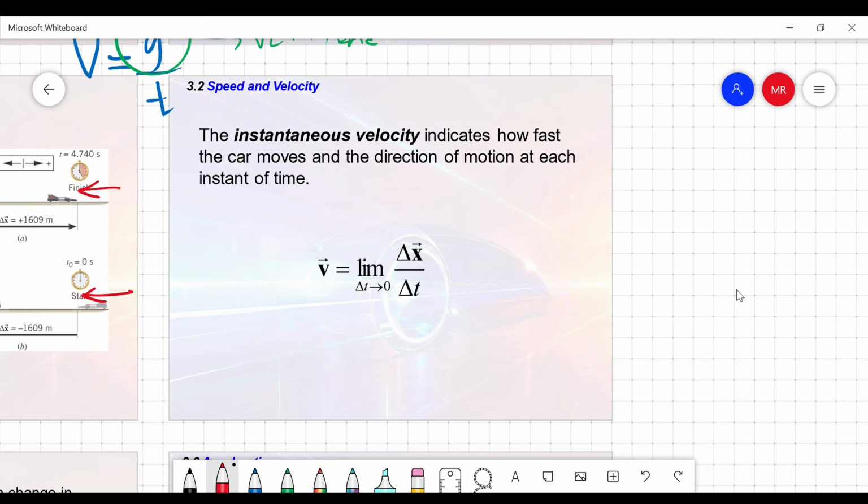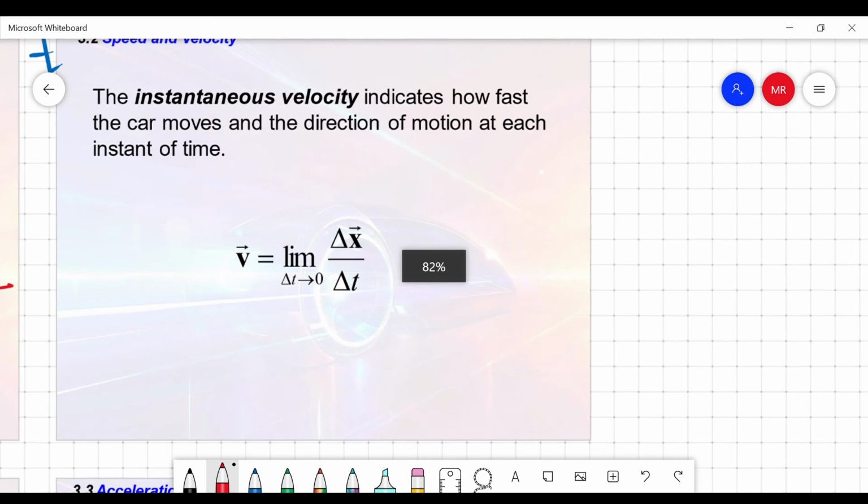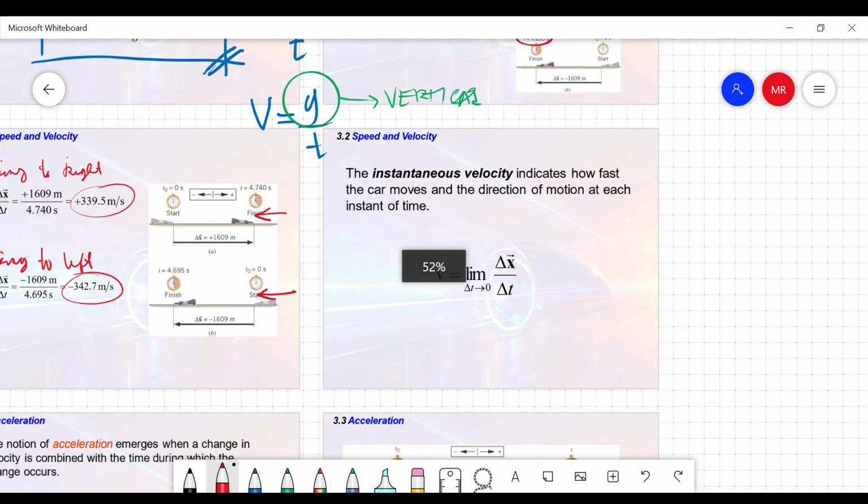Kasi iba-iba yon. Siyempre, mula bahay hanggang school, kung nagda-drive ka, hindi naman constant ang velocity mo. Kasi minsan, mabilis ka kung wala masyadong sasakyan. Kung medyo maraming sasakyan, babagal ka. So, hindi constant yon. Kanina, dinescribe lang natin siya, average from home to school. But then again, if you want to get at any instant of time during that period, that is what we call instantaneous velocity. Kaya nga itong instantaneous velocity, this is just equal to your delta x over delta t.